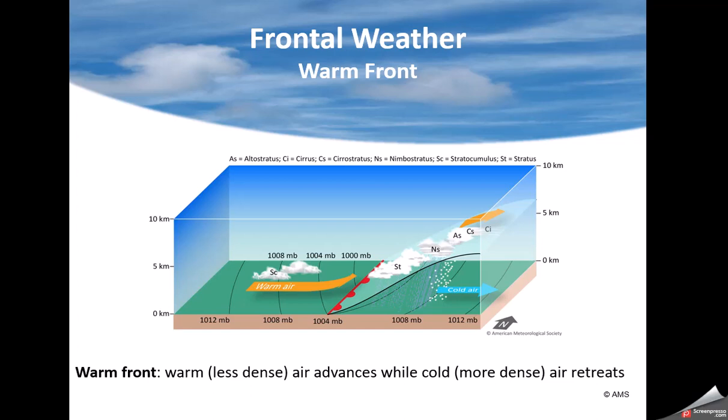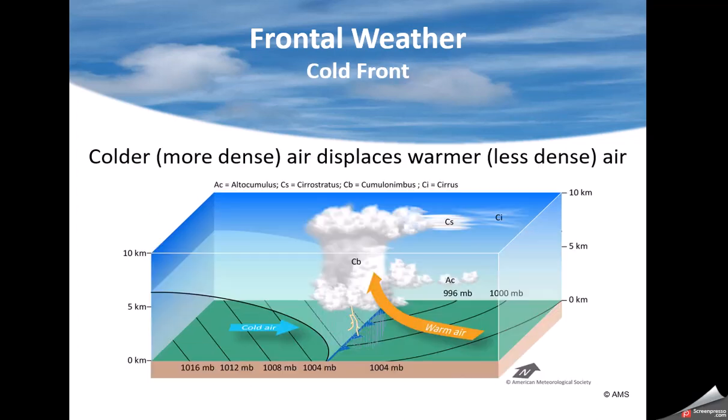A warm front, basically all you're saying is the warm air is advancing. That's what makes that a warm front. Now you still have most of your precip along and ahead of that front, but along the immediate front where it's changing, there might be a little bit of clouds, maybe even a thunderstorm.